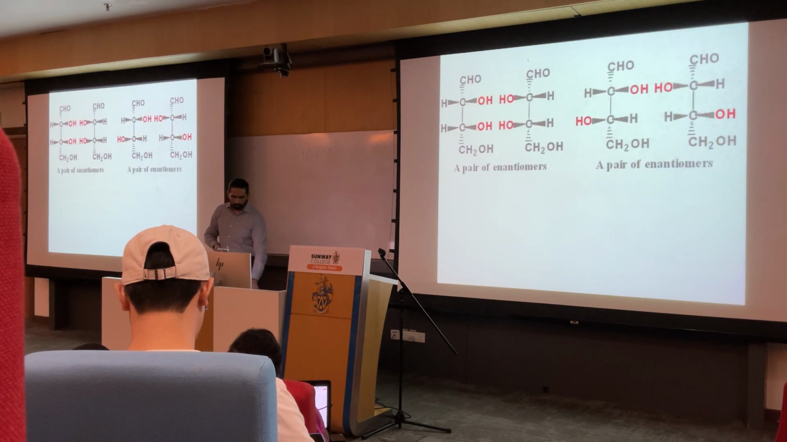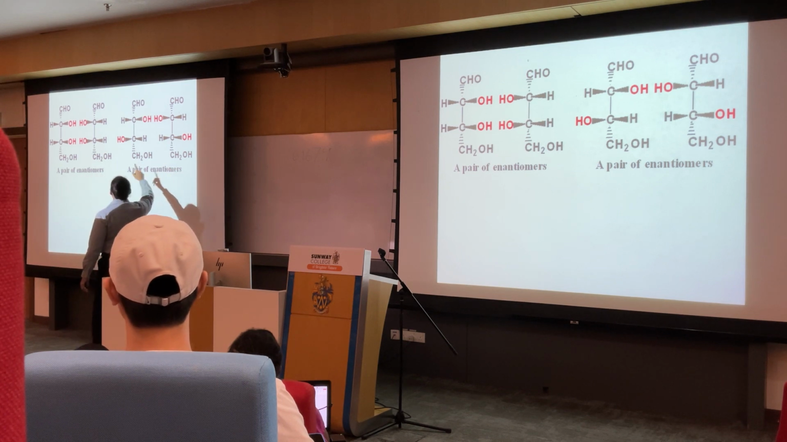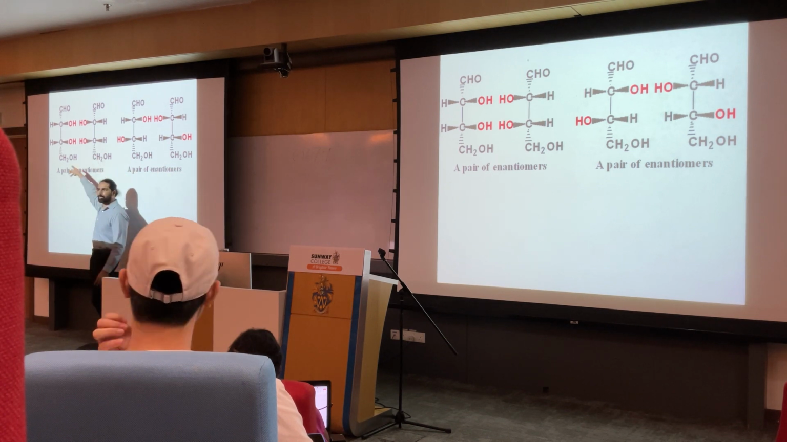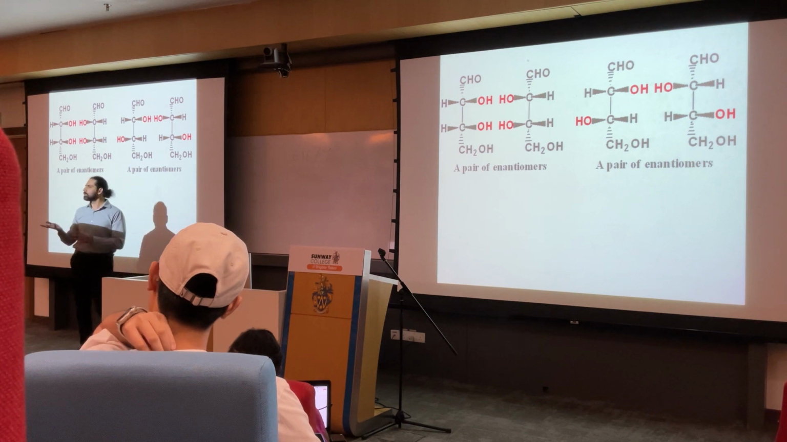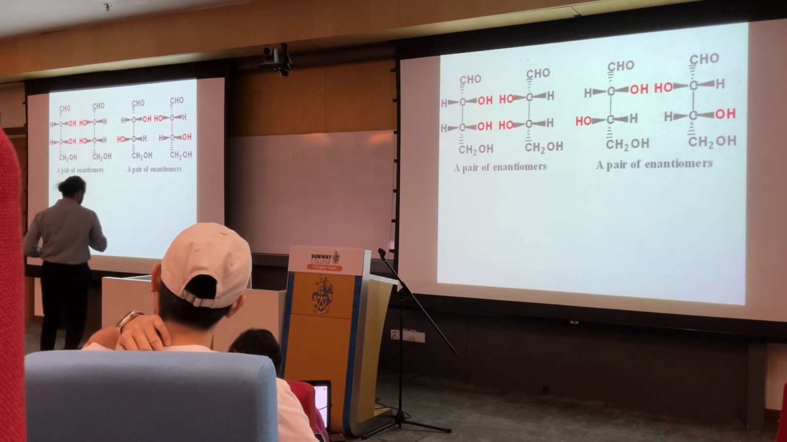Okay? So here it is. That is a pair of enantiomers. This is a pair of enantiomers. And if you compare any one with each other, they will be what? Diastereomers, right?